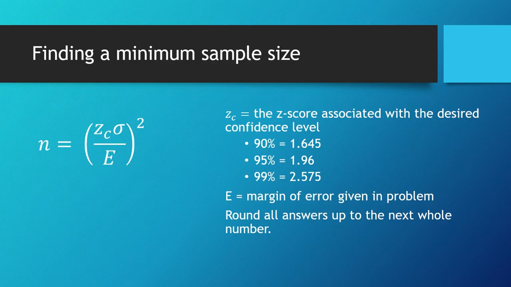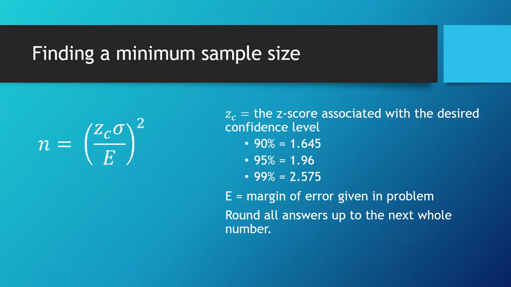All right, last thing we're going to look at is finding a minimum sample size. We want to know what the average of something is. We want to be able to make a confidence interval. We want to know how accurate it is. What's the lowest number of data points? What's the smallest sample size that I could go find? And this is the formula that we're going to use.